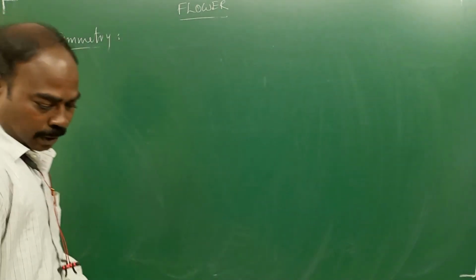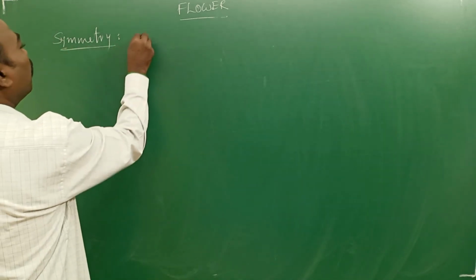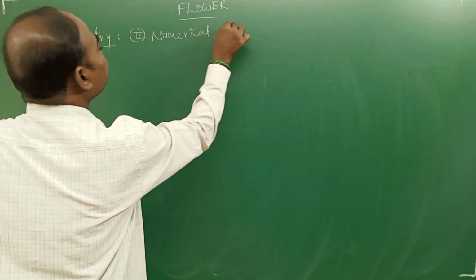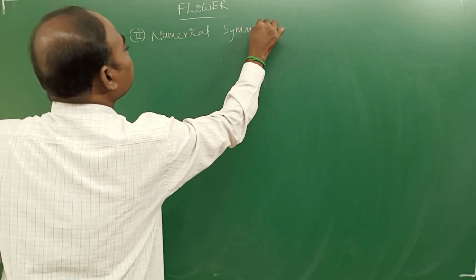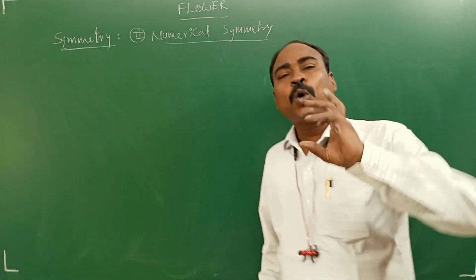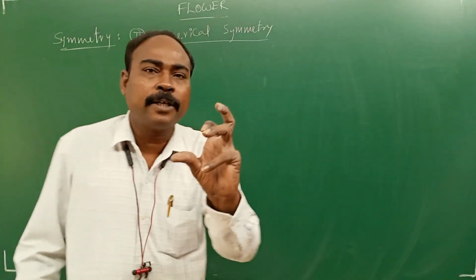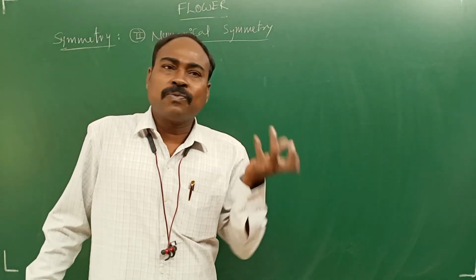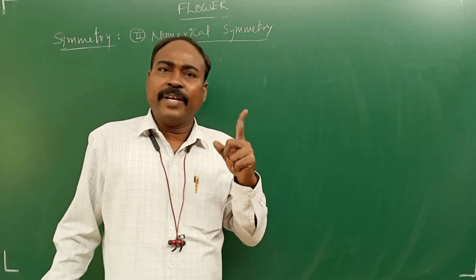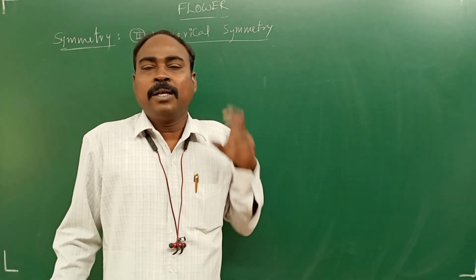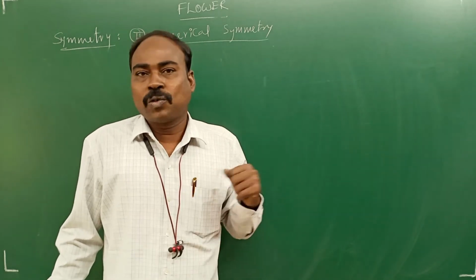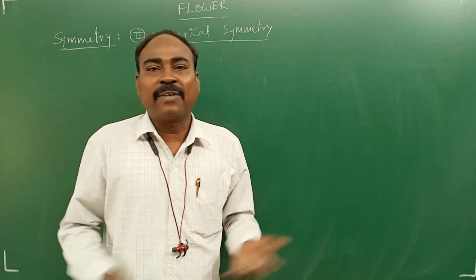Next, the second one, numerical symmetry. I already told you that in the floral whorls, leaves are arranged in respective whorls. The outermost whorl is the calyx. In the calyx, each and every leaf is called what? Sepals. So in your flower, the sepals may be 3, 6, 9, 10, or 15.